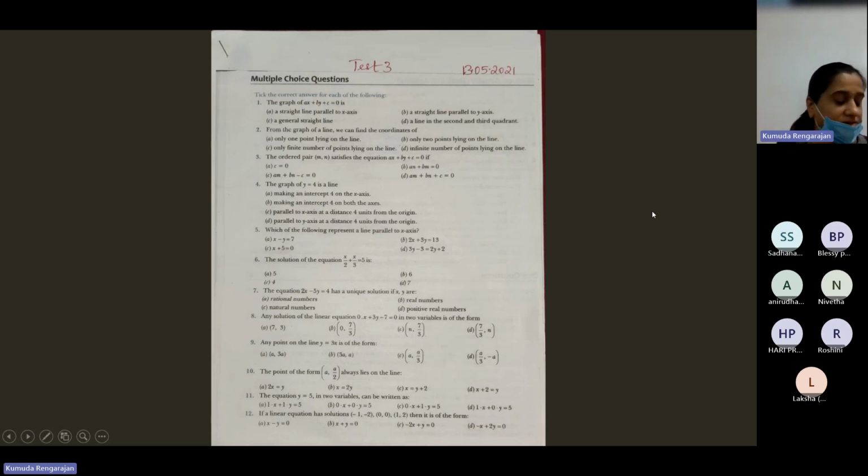Okay, so that's about 8. The correct option is C. Any value for x, comma 7/3. N, comma 7/3. Ninth one: any point on the line y is equal to 3x is of the form.